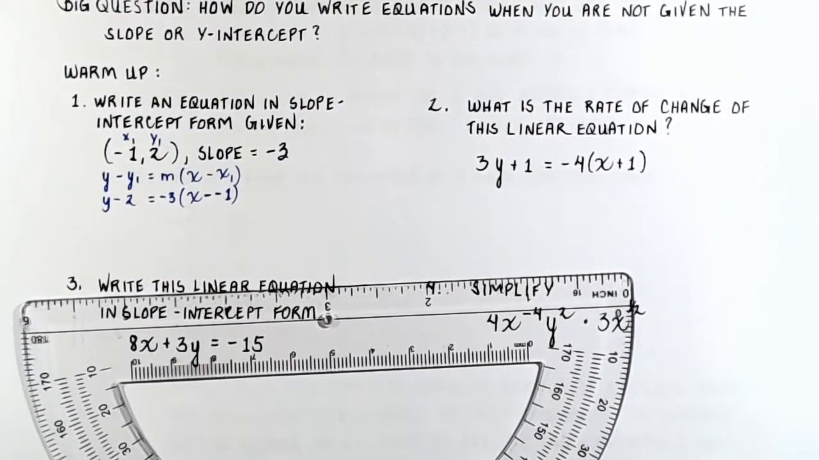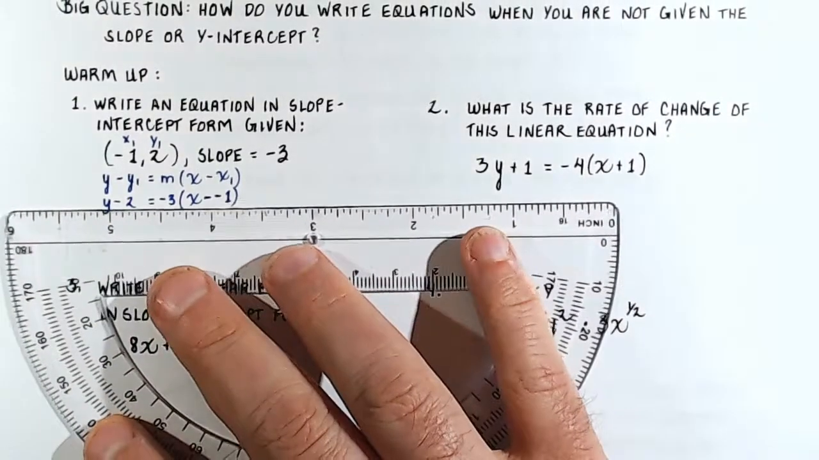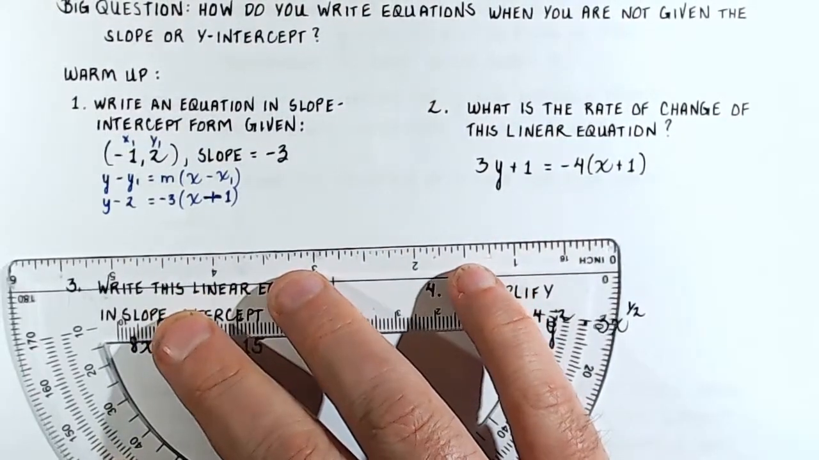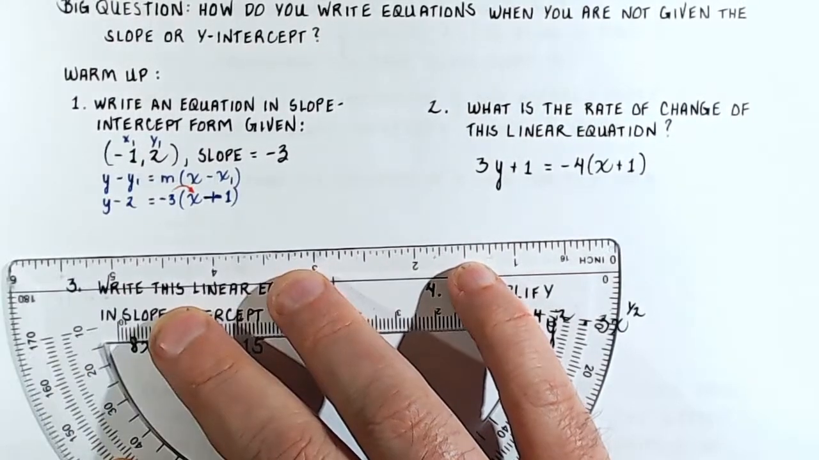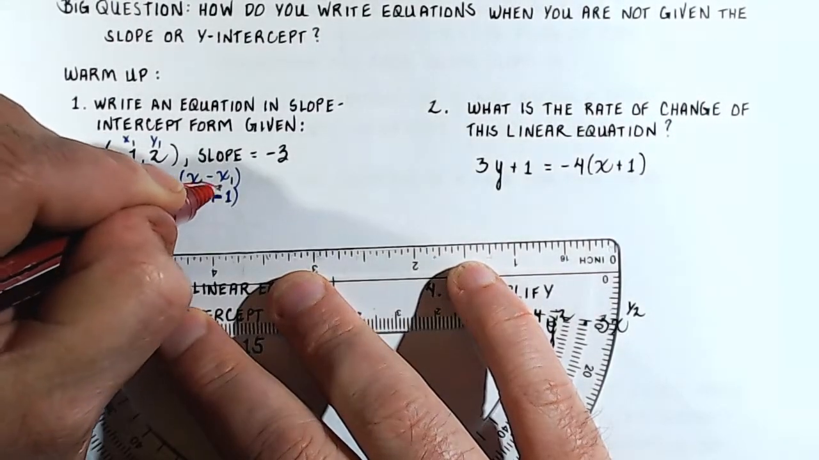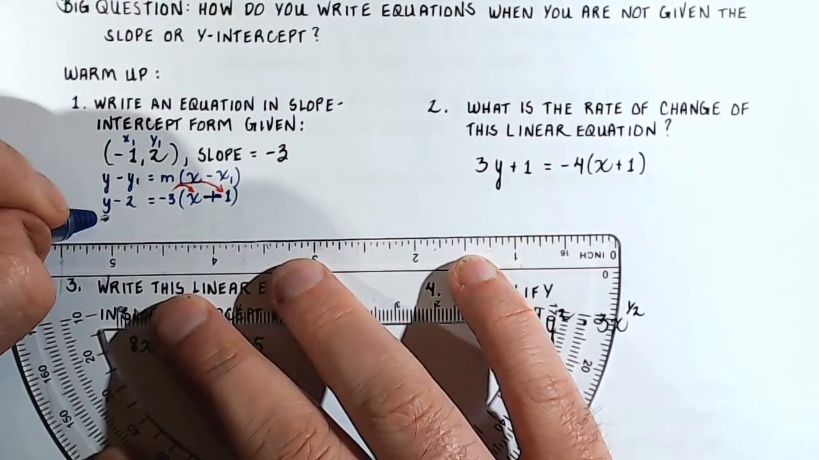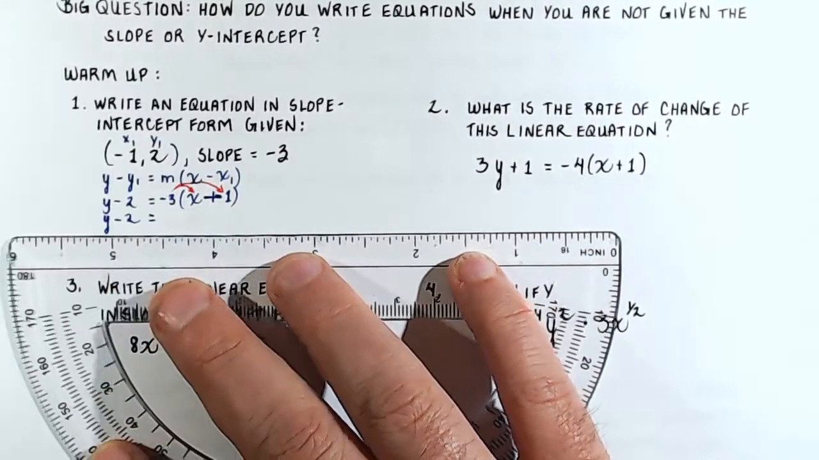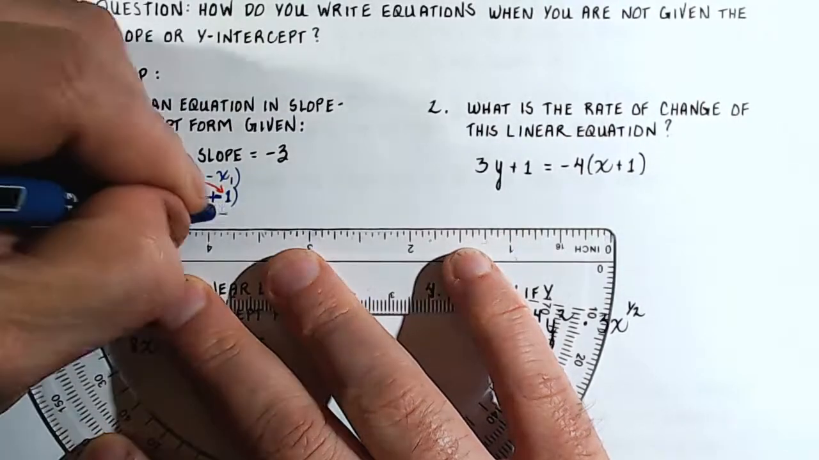Okay? Make sure you get that written down. Now, right away, I see that we can bring these two negatives together to make a positive. And now I'll distribute the -3 through the parentheses. So I have y minus 2 equals -3x minus 3.